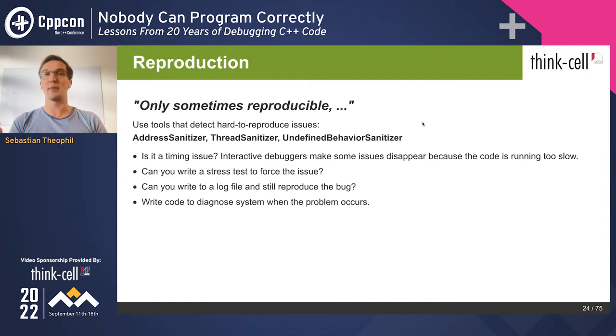So let's say a bug is only sometimes reproducible. There's a set of extremely valuable tools, namely the three sanitizers: the address sanitizer, the thread sanitizer, and the undefined behavior sanitizer, that make it much more reliable to reproduce hard to detect issues. Considering the address sanitizer, it will instrument your source code, your binary, and all the memory allocations, all the stack allocations and deallocations to reliably detect when you access memory that does not belong to a valid, alive object anymore.